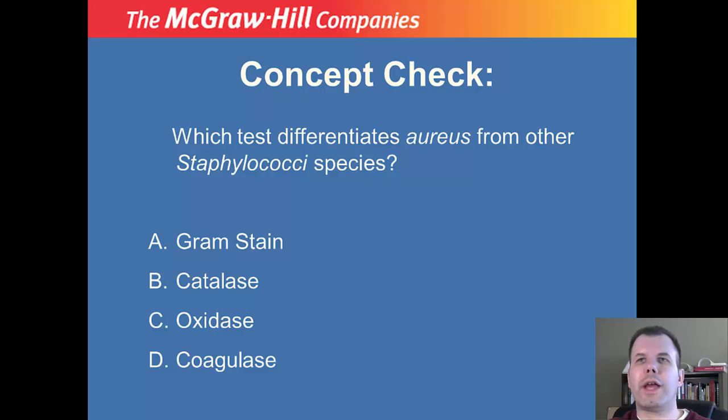Okay, so let's do the concept check. Which test differentiates aureus from the other staphylococcal species? Is it the gram stain? Is it catalase? Is it oxidase? Or is it coagulase? You probably should have heard this when I talked about it on the test.